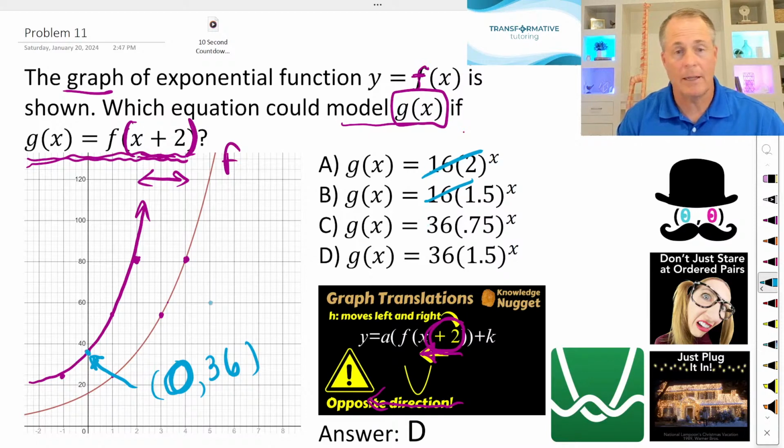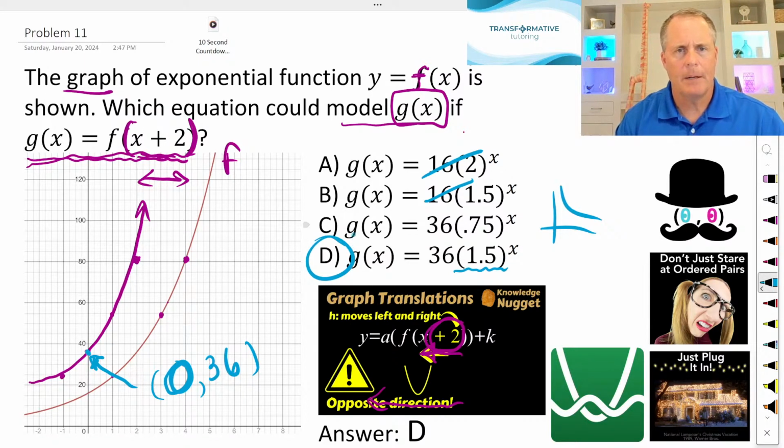Now, the other quick thing you can observe about this is, if you multiply something by 0.75, is that going to make it bigger or smaller? Well, that's going to make it smaller. So really a 0.75 graph is going to be heading down and be a decay graph. So if you multiply something by 1.5, well, that should make it get bigger. And so it definitely has to be D.